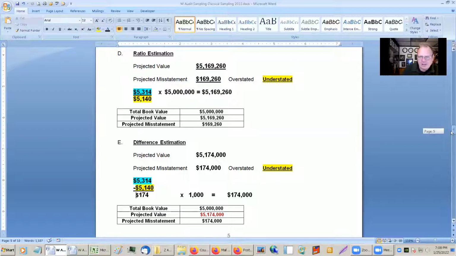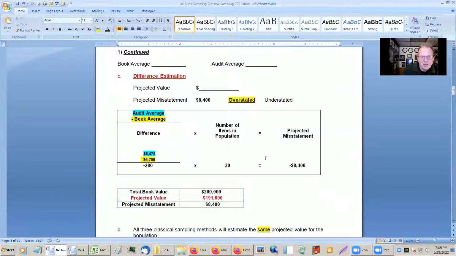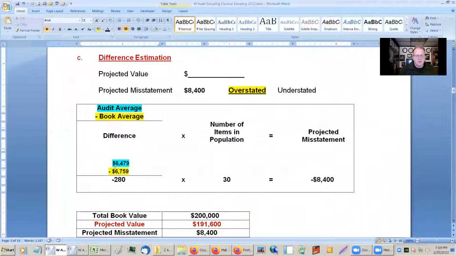It's an excellent question. Let's go and take a look at the first one and see how it was different. On the first one, the audit amount was smaller than the book value. The book value was 67 and the audit value was 64, right? So it was smaller. So we said, okay, they're overstating it. Each item is being overstated by 280. You have to subtract it out.